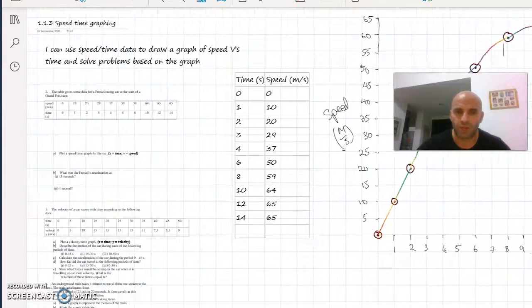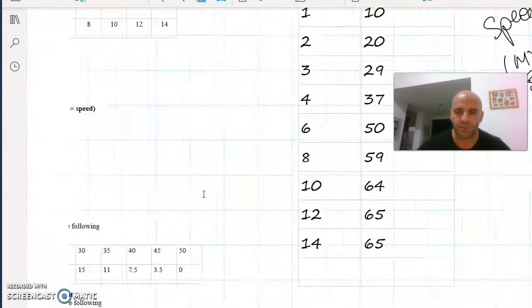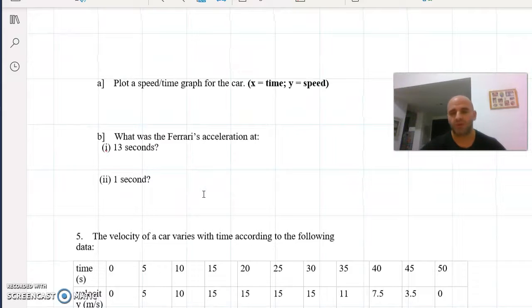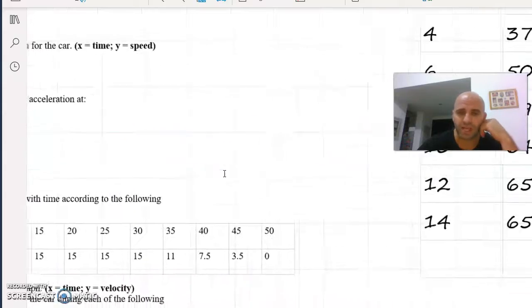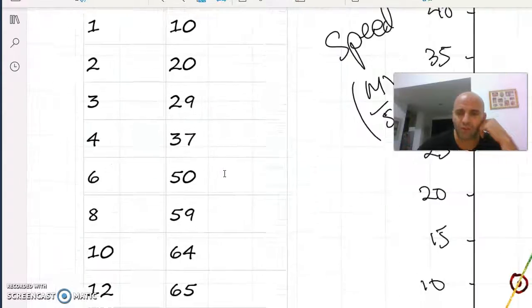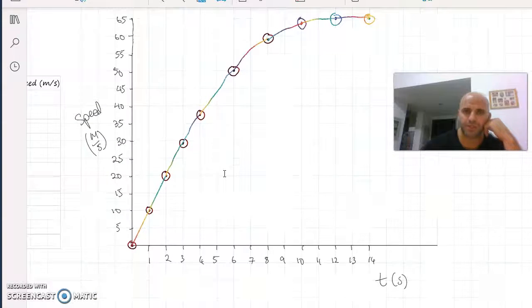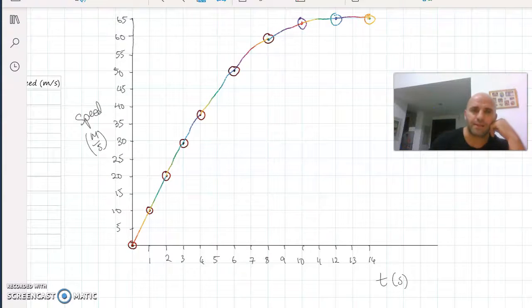So I'll move back across and I'll zoom in so you can see them a bit better. So first thing is to plot a speed time graph, and this is fine. Then question B asks, what was the Ferrari's acceleration, because obviously it was a Ferrari, at time equal to 13 seconds. So again, this is just graph reading. If you come across to your graph and find time equal to 13 seconds, and let me just highlight it.